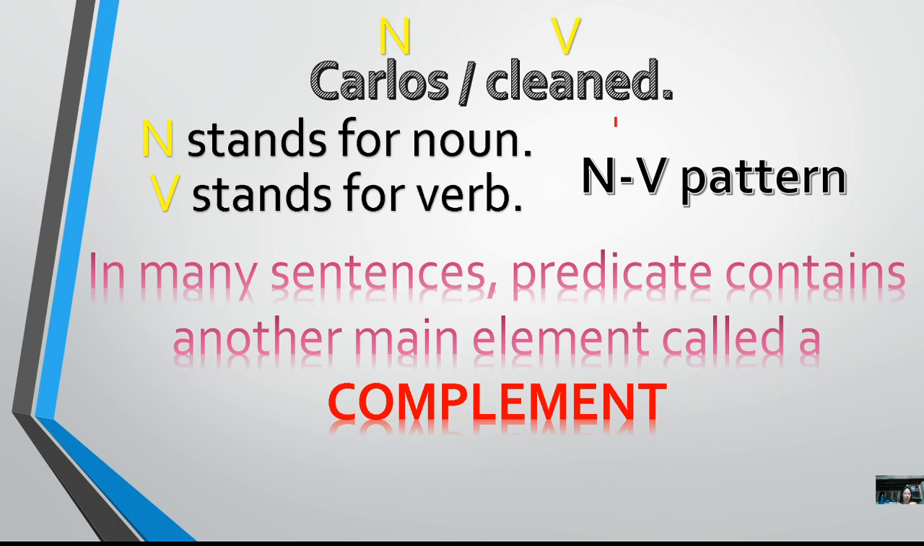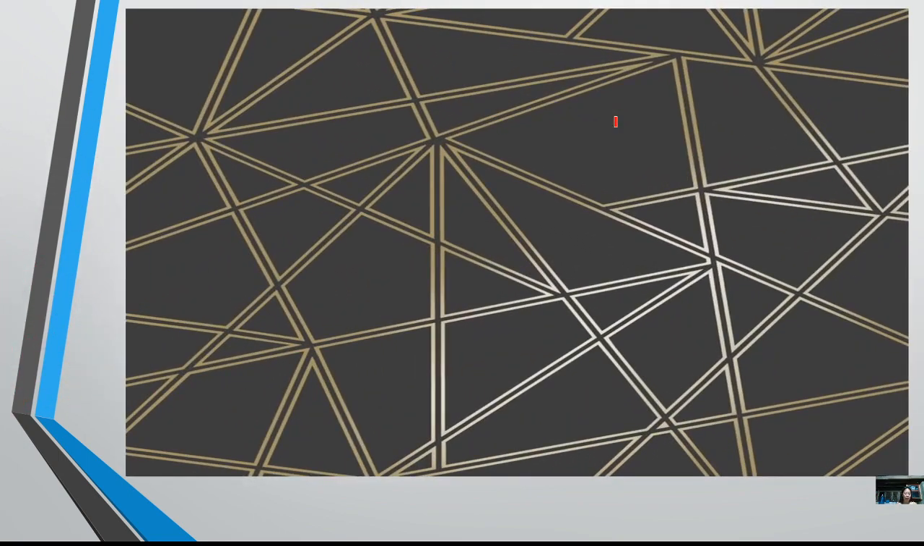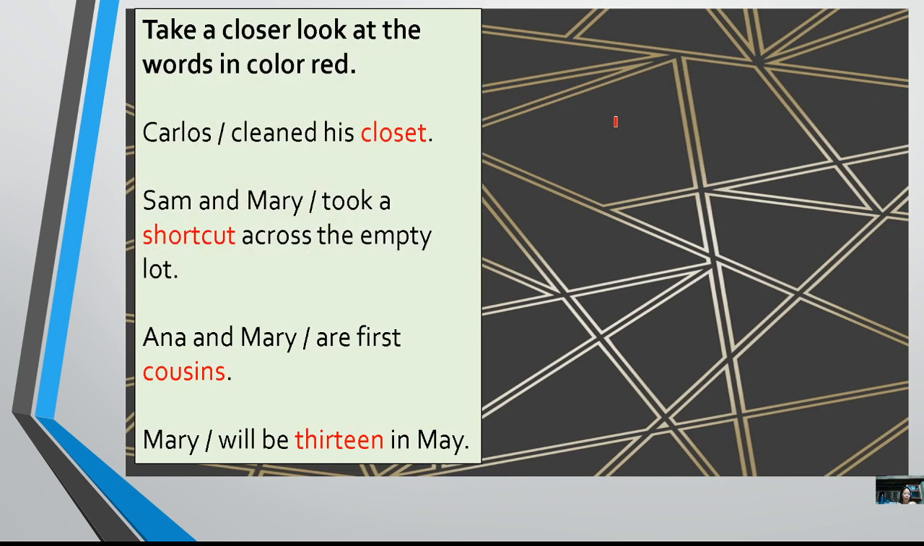And you will study the patterns of these kinds of sentences in the next videos that I'm going to upload. Now, there are different kinds of complements in the sentences that follow. Now, each complement is in color red. Okay, have you seen that? Sentence number 1, sentence number 2, 3, and 4. So you have there closet, shortcut, cousins, and 13.